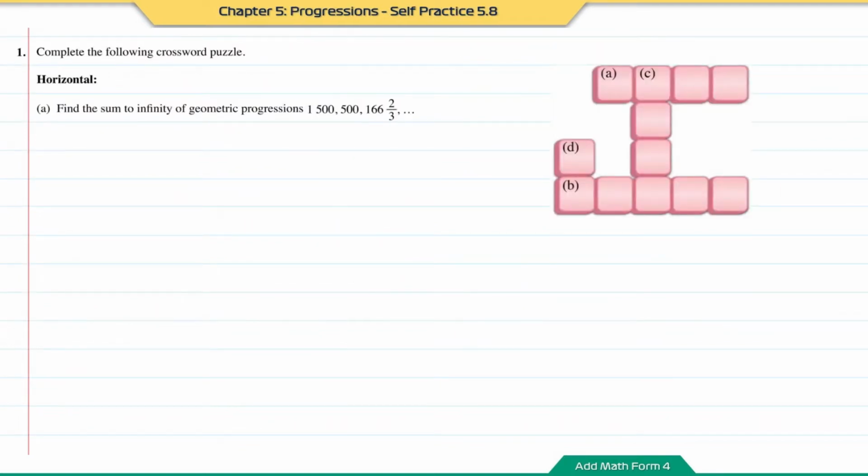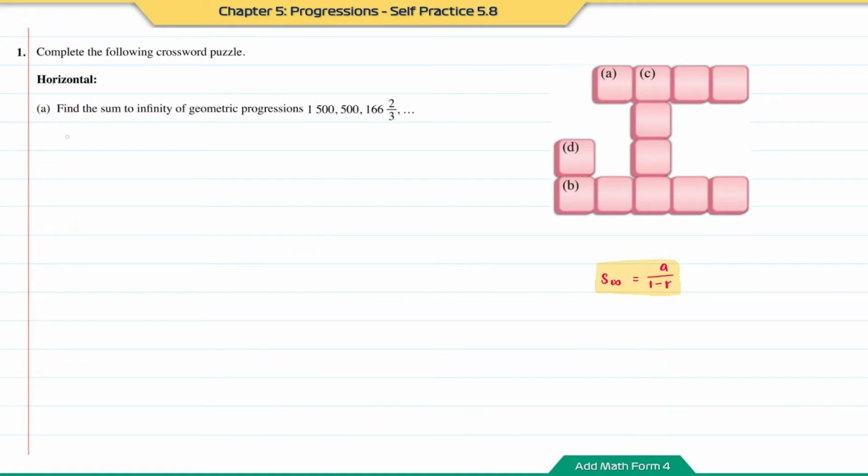Self-practice 5.8, question number 1. Complete the following crossword puzzle. For the horizontal part, A, find the sums to infinity of the geometric progression 1500, 500, 166 2/3, and so on. The formula for us to find the sum to infinity will be a over 1 minus r. So we always want to refer to this formula when we solve for the sums to infinity.